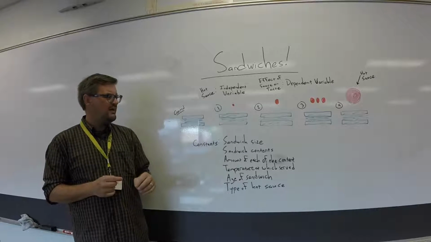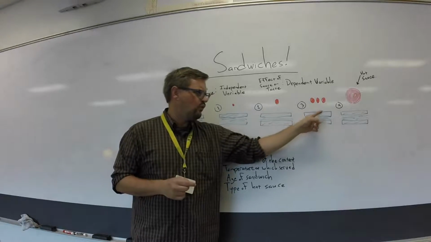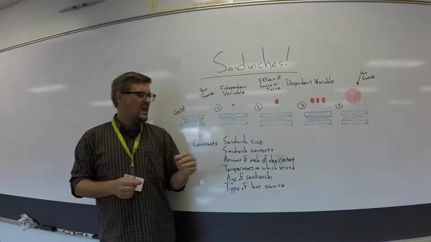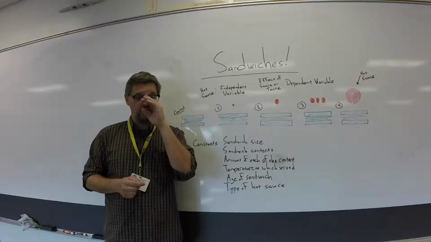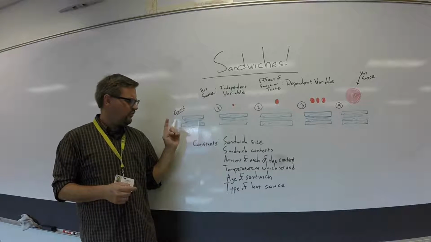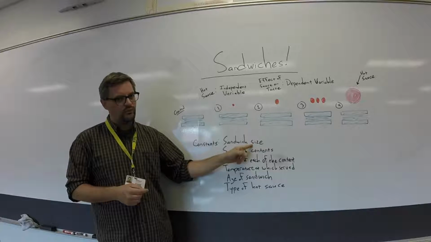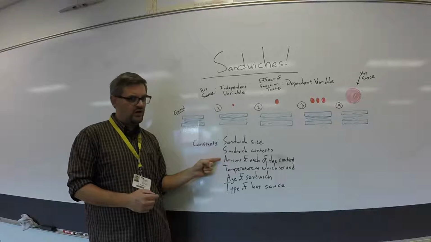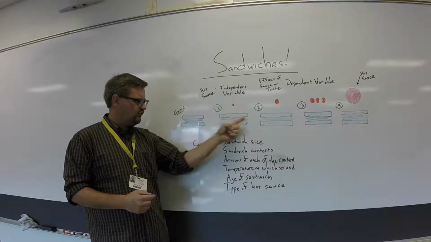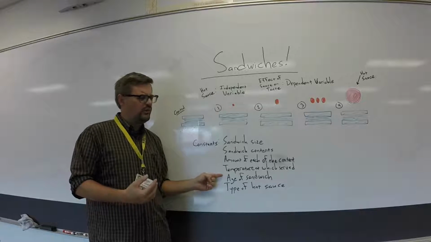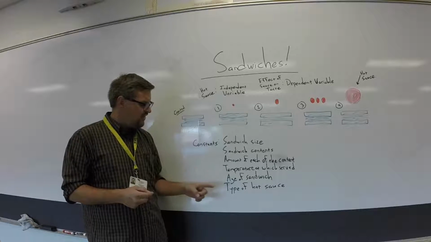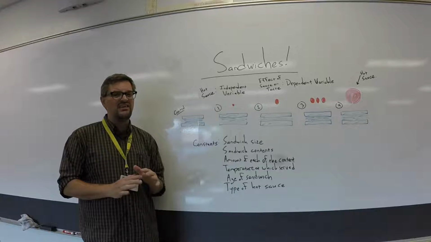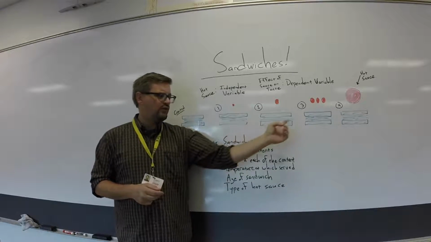So here on the board I have 5 sandwiches, 1, 2, 3, 4, 5. These I've numbered 1 through 4, and then we have a control. In many aspects, the sandwiches are exactly the same. So for instance, our constants: the size of the sandwiches should be the same, the contents should be the same, the amount of each of the contents, the temperature at which the sandwich is being served, the age of the sandwich, we don't want stale sandwiches versus fresh, and the type of hot sauce used in this experiment. All these things are going to be kept exactly the same for each of our 5 sandwiches.